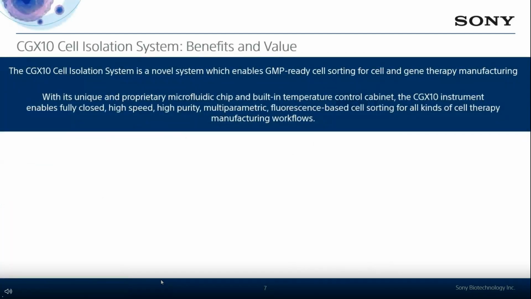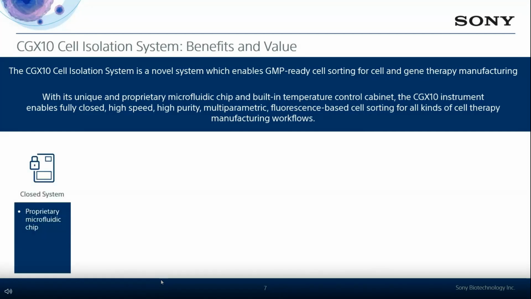The CGX10 Cell Isolation System benefits and value. It's a novel system which enables GMP-ready cell sorting for cell and gene therapy manufacturing. It has a unique proprietary microfluidic chip. So unlike droplet systems, there is no droplet stream, there is no electrical charging. All of the sorting action is constrained within the microfluidic chip. The system is completely closed, preventing contamination and allowing bag-to-bag sorting.